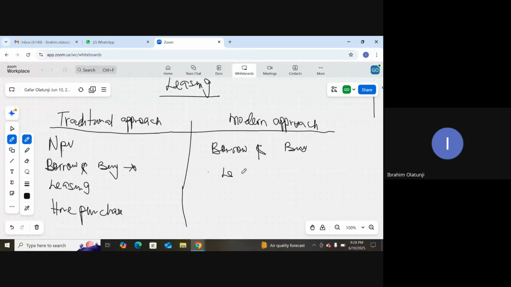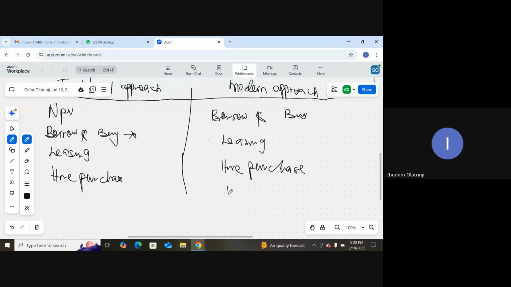Then leasing, then hire purchase. Nothing has changed, it's the same thing, just like copy and paste. Then the final one is NPV. This NPV is the one that we used to start with under traditional, but here you are computing the NPV last. But the treatment of NPV under the modern approach will be different from the treatment of NPV under the traditional approach. That's the only difference. The rest are the same.